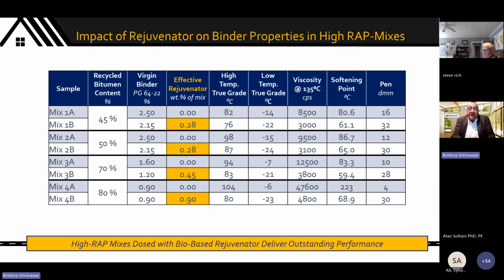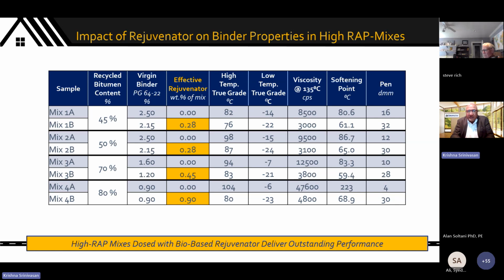This is data from Virginia. It's quite dated, maybe 7, 8 years old. There's a lot of information here, so let me break it down. Mix 1A has 45% recycled bitumen content. 45% of the total liquids in that mix is coming from recycled materials. Mix 1A, no rejuvenator. Mix 1B, 45%, 0.28% by weight of rejuvenator.